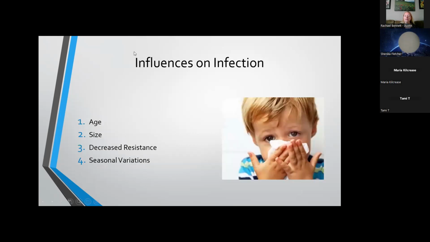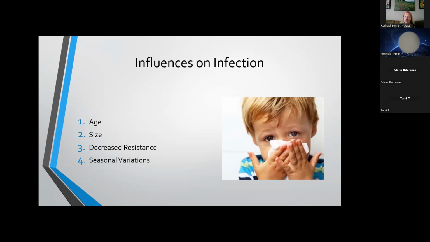Looking at some of the influences on infection, most of this is going to be a repeat. When we look at age, we know that those who are really young or really old are always at a greater risk of succumbing to an infection. They have a decreased immune response. For a pediatric population, they really just haven't been around enough infections or enough pathogens to be able to mount their own response. Okay, we see that especially in that first year.